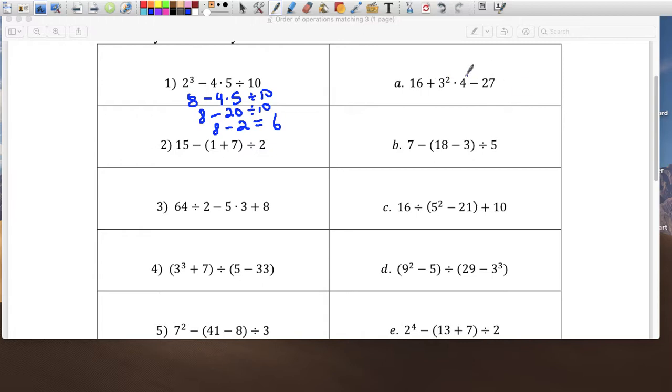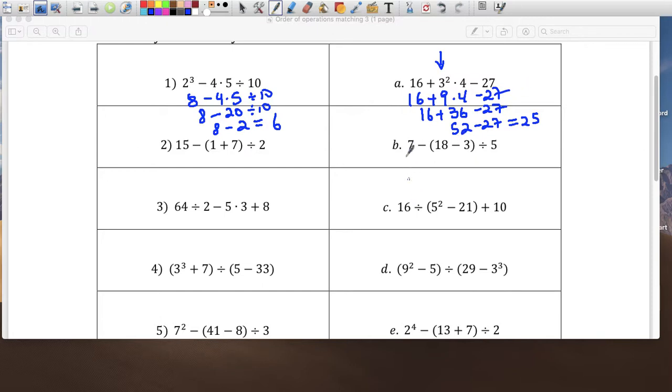Letter A. Over here I have addition, exponents, multiplication, subtraction. We talked about powers, so the more powerful operation here is the exponent. I should take care of that. I'm going to change it from exponential form to standard form. So it's 16 plus 9 times 4 minus 27. Addition and subtraction come last, so I'm not going to worry about those yet, but I'm going to do 9 times 4. So it's 16 plus 36, minus 27. Addition will come first because it comes first from left to right. So 16 plus 36 is 52, minus 27, and that should give you 25.